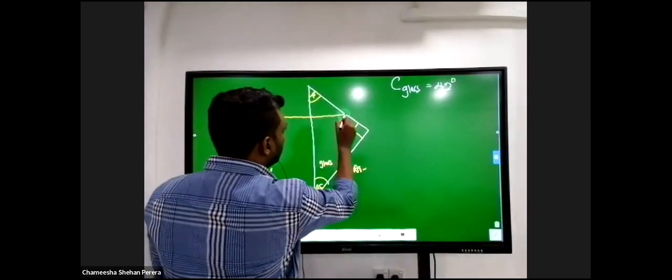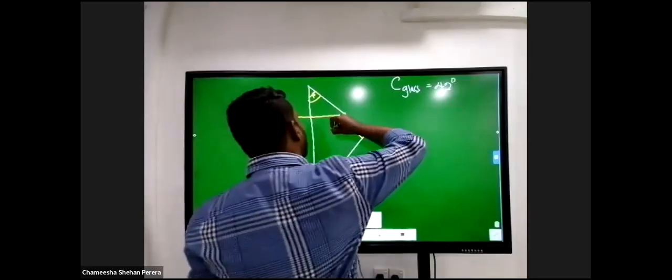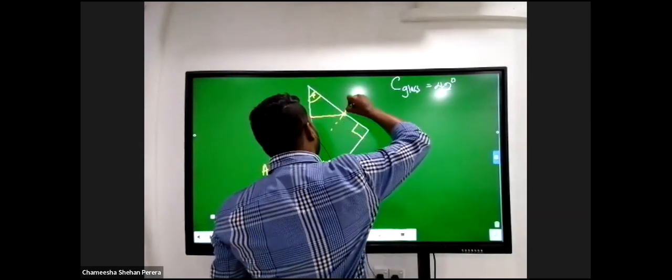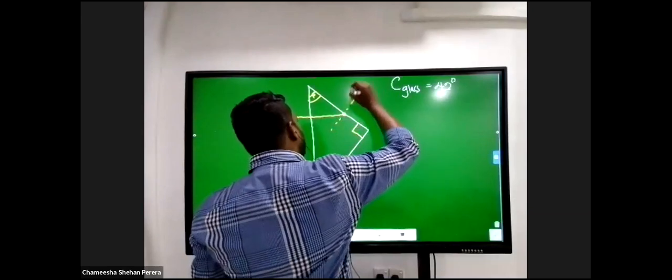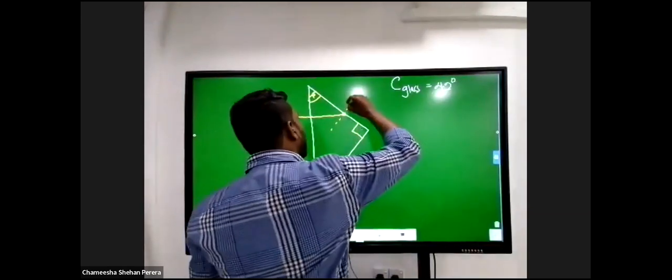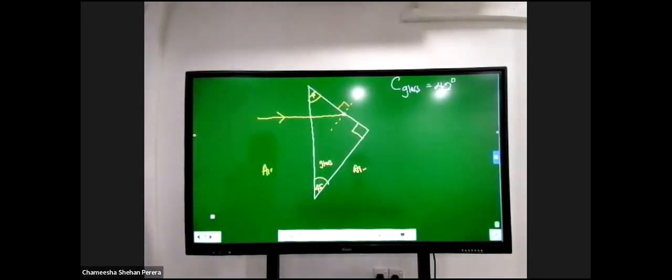Okay, entered. Now this is the point of incidence, isn't it, Upe? Yes, sir. Now I'm constructing the normal. I have to construct the normal through the point of incidence in a way that it is perpendicular to the interface. Now my normal is perpendicular to the interface. Am I correct? Yes, sir.